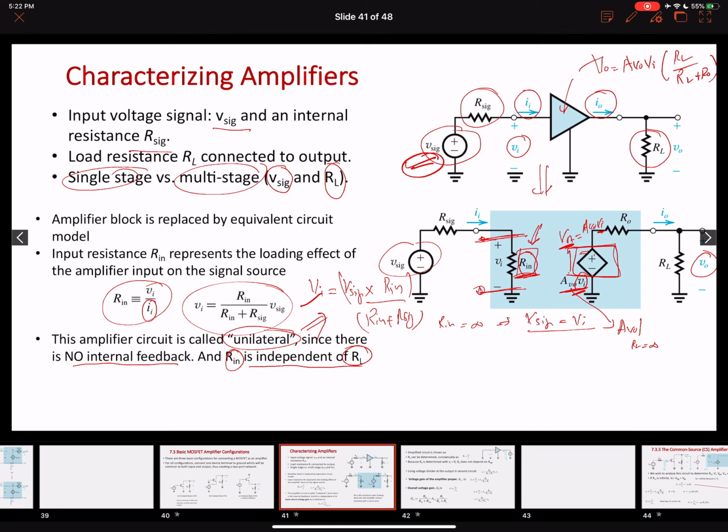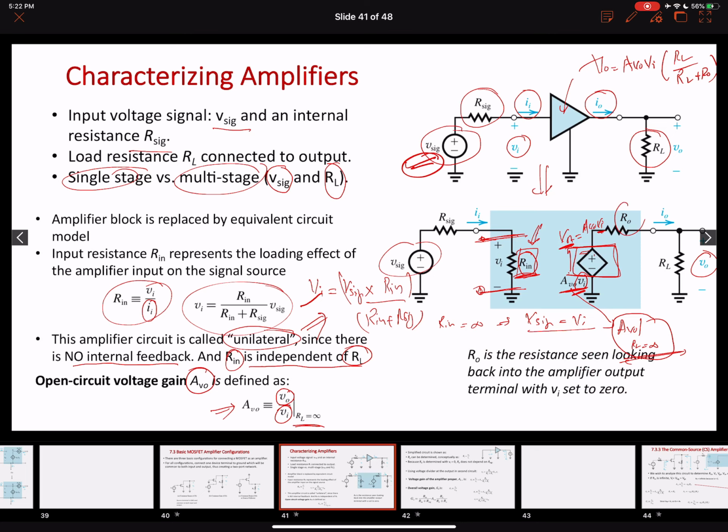Okay, so let's come back to this open circuit voltage gain, right? This is what we define. The open circuit voltage gain is defined when the load resistance is infinite, right? So it is the output over the input when the load resistance is considered infinite. So the open circuit voltage gain will be the output voltage to the input voltage at load resistance equals infinity.